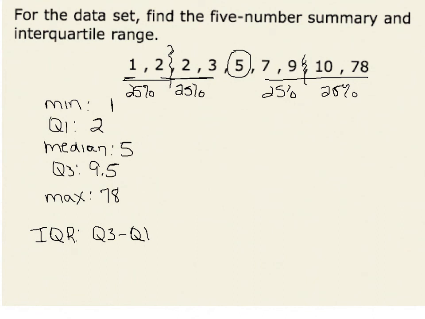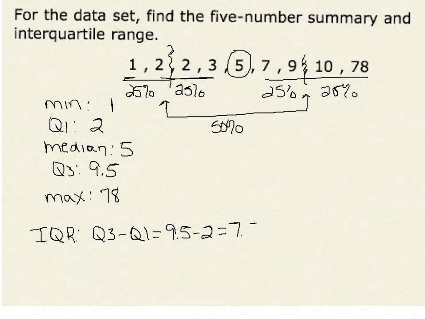Therefore, if we look at our interquartile range, which is the difference between the 3rd quartile or the upper quartile and the lower quartile, we would see that 50% of our data lie between the lower quartile and upper quartile. In our case, we have Q3 minus Q1, which is equal to 9.5 minus 2, which is equal to 7.5.